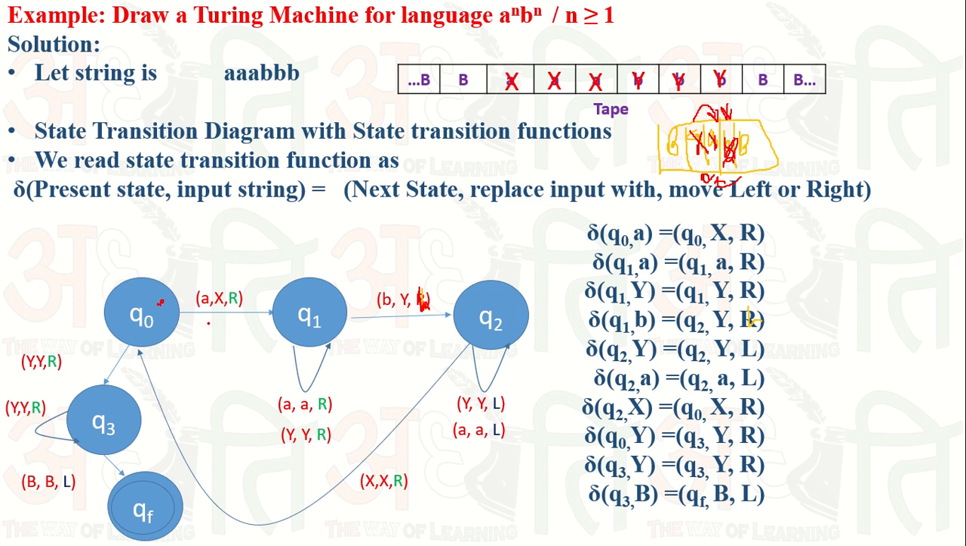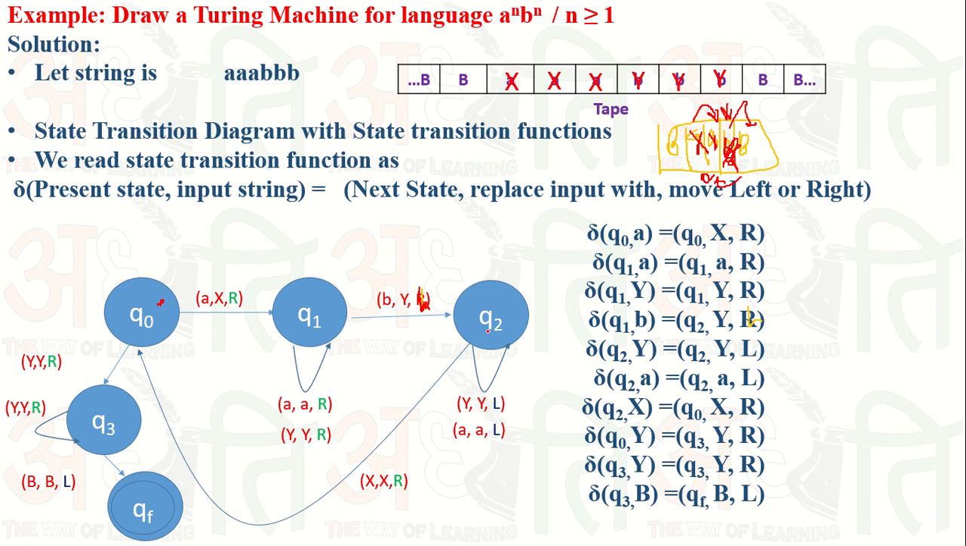In this state, if we find A, then it will be replaced with X and we go to the right side. On the right side we have Y, because we replaced B with Y. If there is a Y, we replace Y with Y and move right. So after Y we are here, and it is a capital B, the blank.